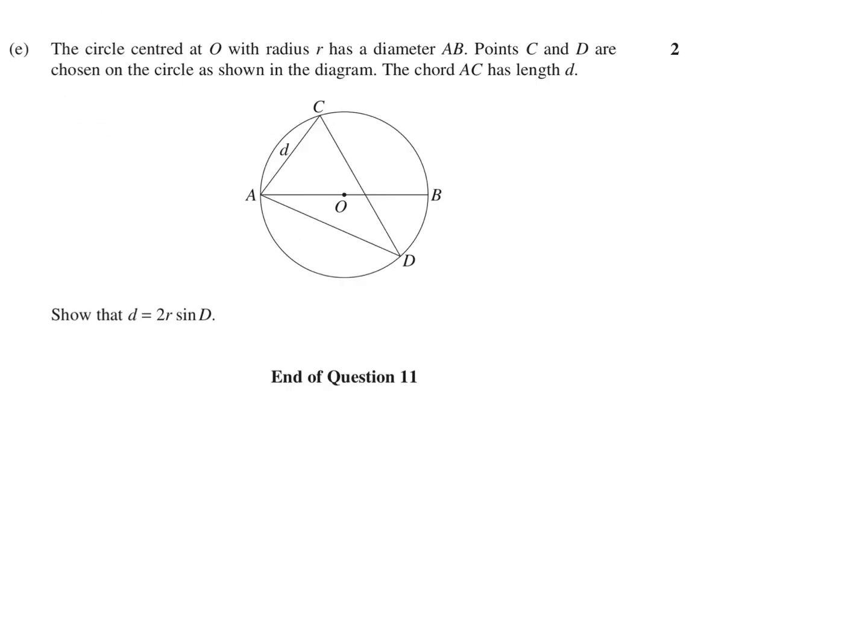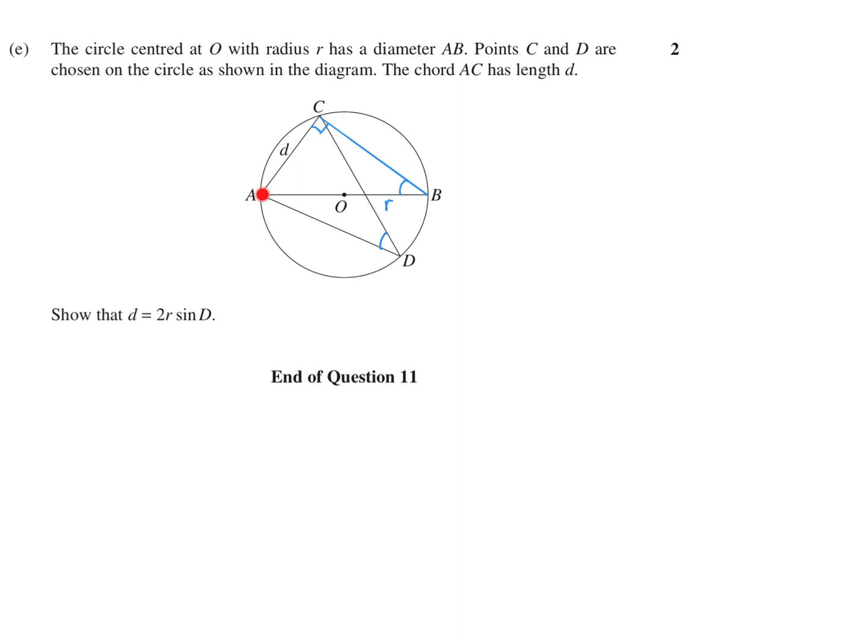Question E. There is a circle with center O and the radius of this circle equals R. On the circle, there are 2 points C and D. Chord AC equals d. The question asks you to show that d is actually equal to 2R sine D. But we know that this angle D is actually equal to angle ABC. As AB is a diameter, we also know that this angle ACB is a right angle.